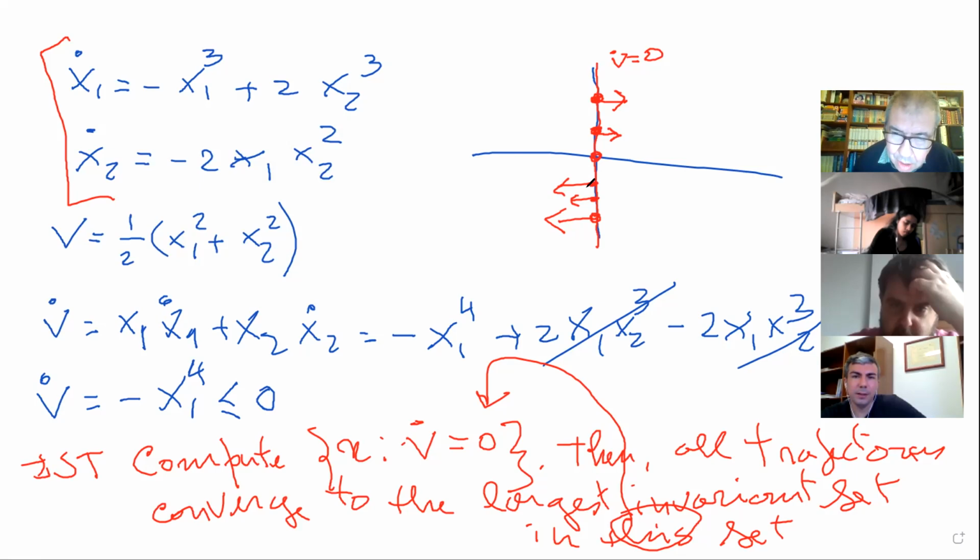As you said, it is equal to 0. So what is the conclusion about the trajectories of the solutions of the differential equation? All of the trajectories converge to the largest invariant set inside the set where V dot is 0. So here in this case, all trajectories converge to where? To the origin, because the origin is the largest invariant set, you see. Okay?